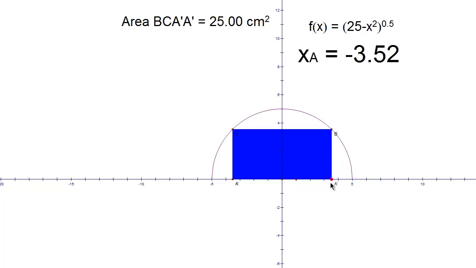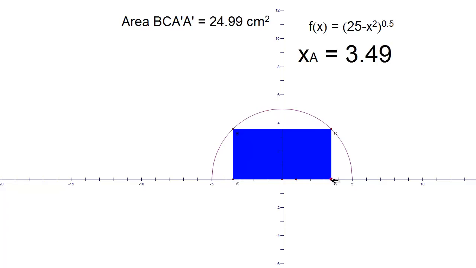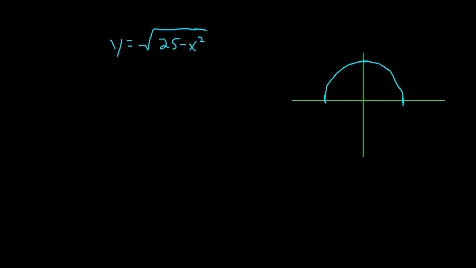Oops, there we go. I don't know why that says negative. Let's see. Here we go. That's better. Sorry about that. 3.55, somewhere in that vicinity, we're going to maximize that area. Okay, so this is just an approximation. It's not conclusive proof. So let's go ahead now and try to figure this out analytically.